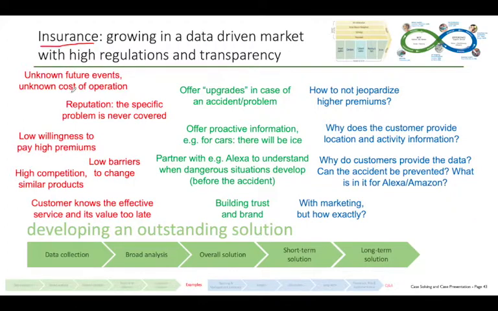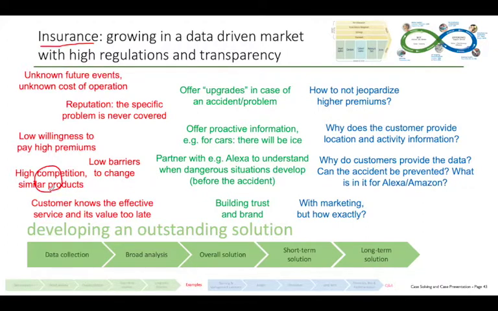Typically there are low barriers to change, or competitors make it really easy to change. Also, the competitors have similar products, so it's really difficult to differentiate based on the product. And last but not least, the customer understands the value of a good insurance too late. Only after he has an incident, he knows what he should have been looking for before entering an insurance.